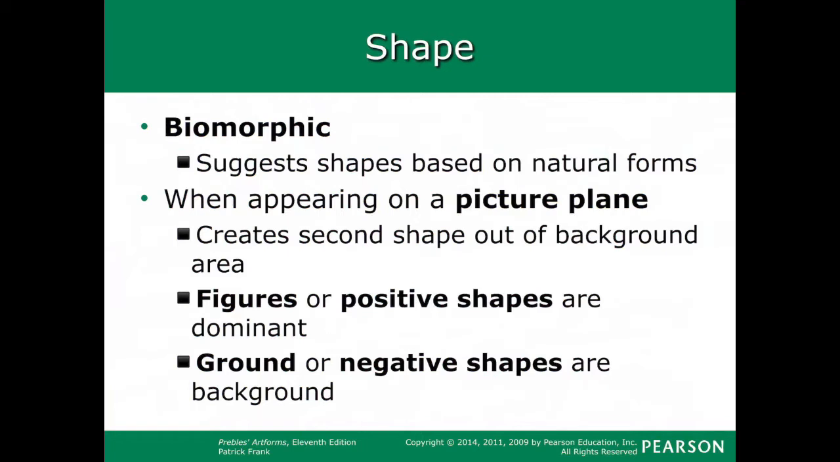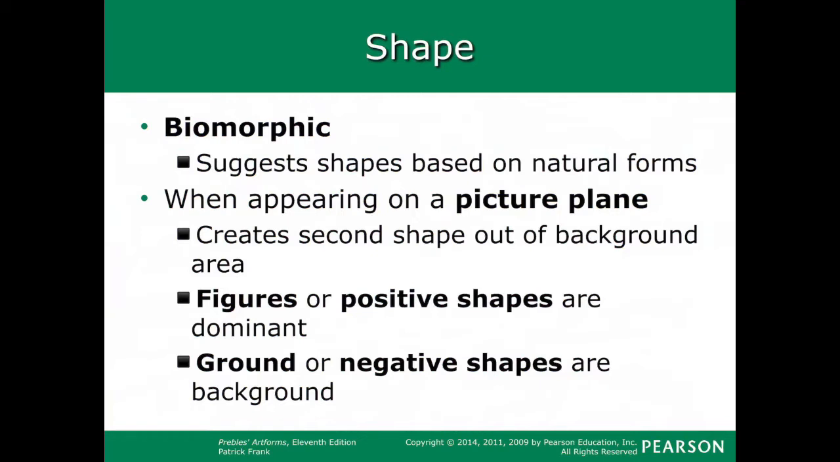We see these shapes on a picture plane. Sometimes a second shape is created out of the background area. So when it comes to shapes, we don't often just look at the object itself. We like to include whatever's happening in the background. We can't really neglect the fact that the background creates a shape on its own. So again, when it comes to looking at art, we like to look at things differently. Just try to see them with a little bit more intention.